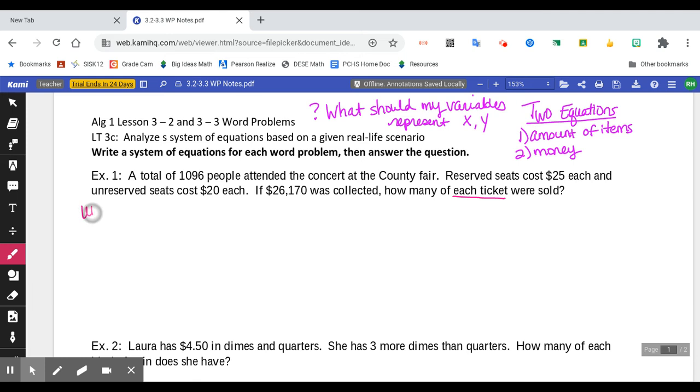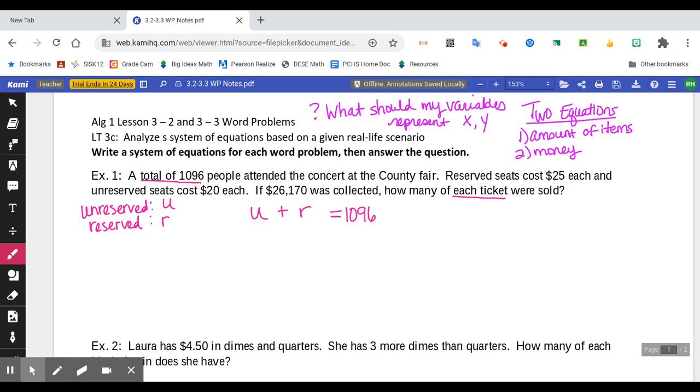So our two things are going to be unreserved and reserved. Okay. And so if you want, you can pick X and Y. I'm probably going to just pick R and U. And then we're going to make our two equations. So if a total of 1,096 people were there, we know the first one's going to equal 1,096, right? We don't know how many of each type of ticket there were, but we know there were some unreserved and there were some reserved, and together they made that many people. So for those two, it's just our variables.